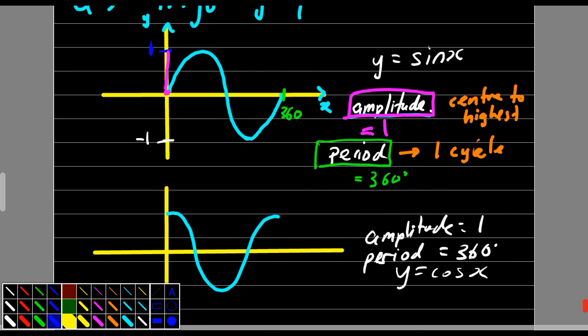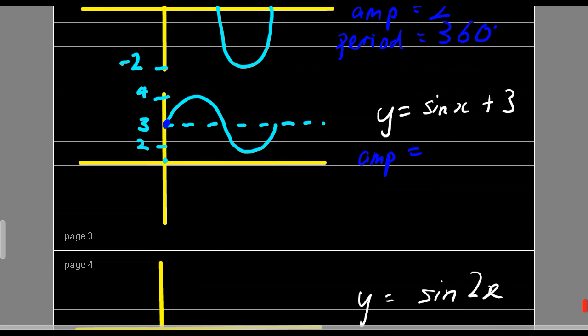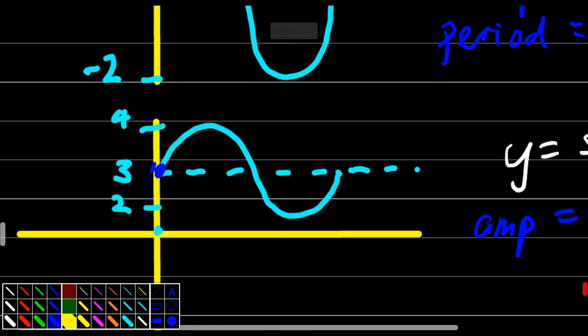Amplitude means from center to the highest point. So where's the center? Center is here. This is my center to the highest point. So I go down again. Where is my center now? Center is here. I zoom in again. This is my center to the highest point.